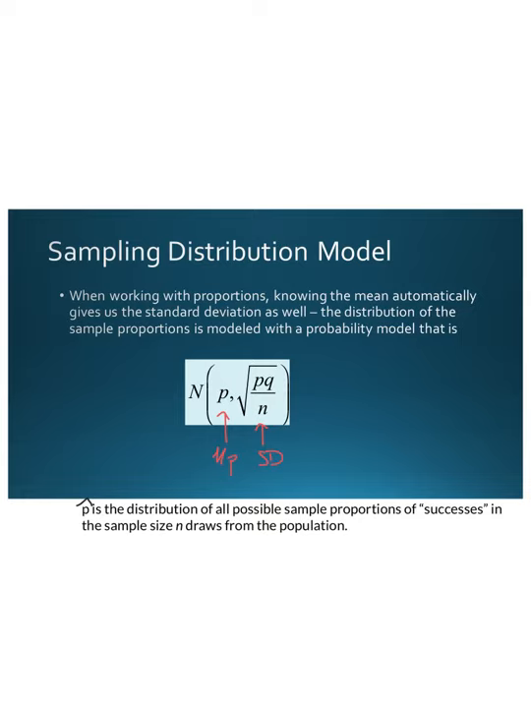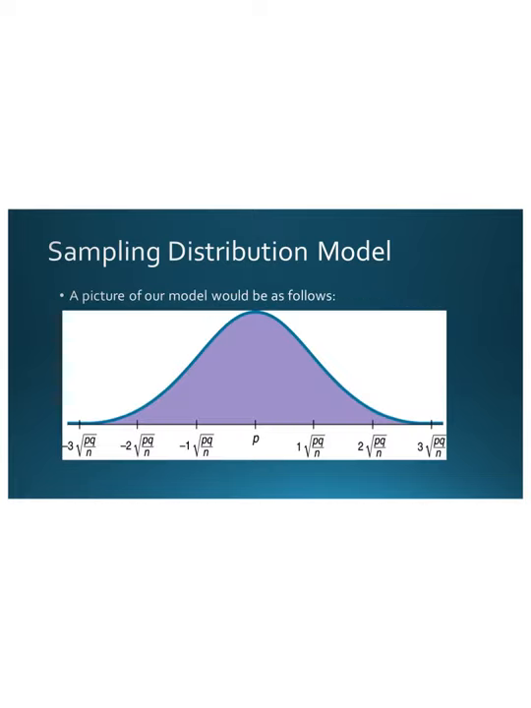Okay, so initially P hat is the distribution of all possible sample proportions of successes in the sample size n draws from the population. And the hat over the P is important because it denotes sample proportion. So here's a picture of how our model would follow.